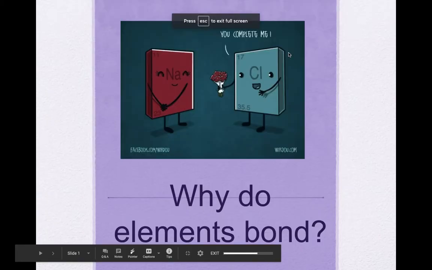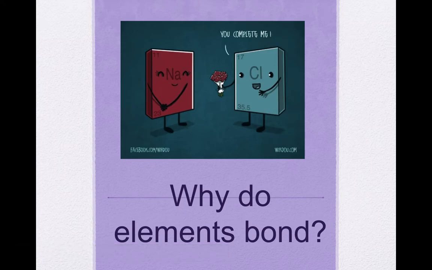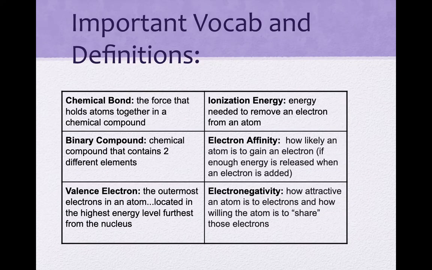So why do elements form bonds? Obviously we have a ton of compounds in our daily life that we use to charge our phones, to cook with. All of these compounds are made up from individual elements, so somehow they have to form these different types of bonds. Some important vocab and definitions to keep in mind during this unit. Remember that a chemical bond is simply the force that holds atoms together in a chemical compound. Something has to hold them together, and that's your chemical bond.